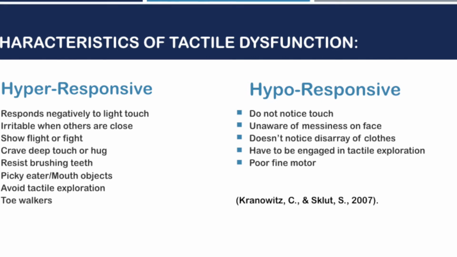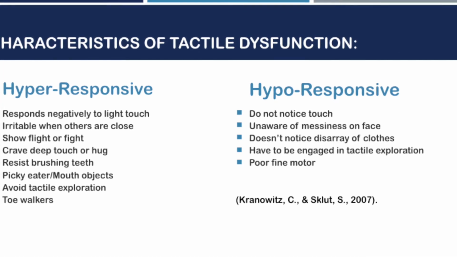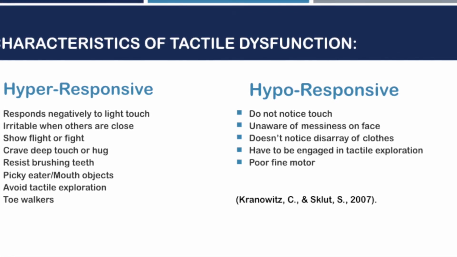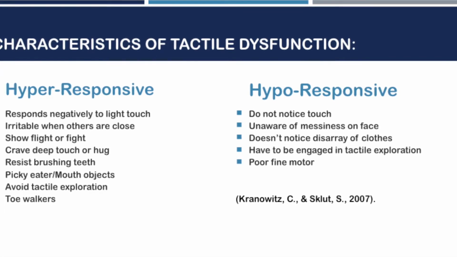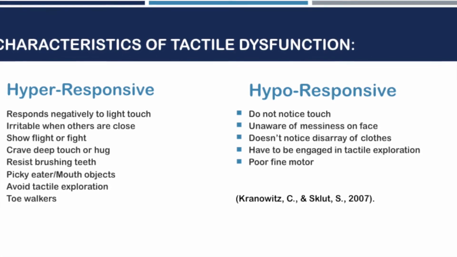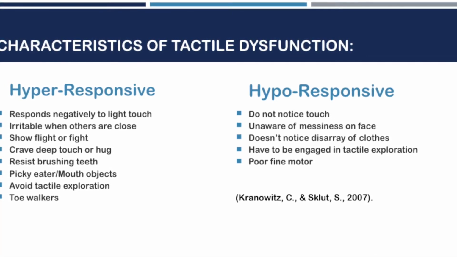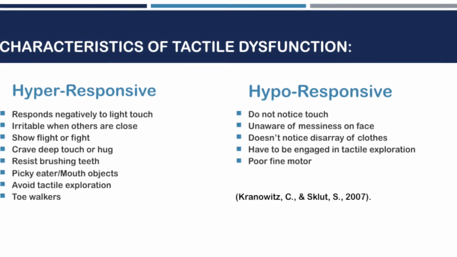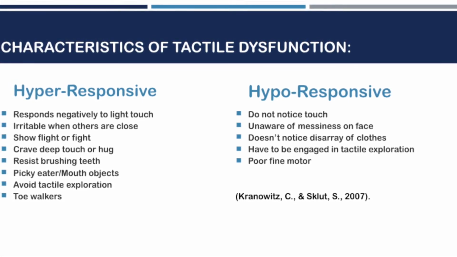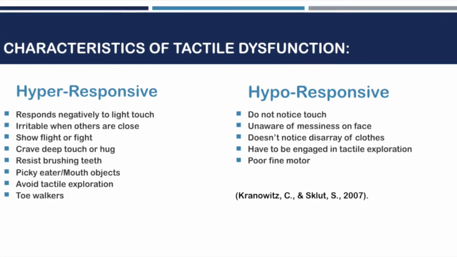Characteristics of tactile dysfunction: some kids can be very sensitive to touch. However, touch provides a lot of input to the sensory receptors in the skin as well as the receptors located in the muscles. These help to produce a calming effect. If a child is hyper-responsive, their response is negative to light touch. They're irritable when others are close. They show fight or flight symptoms.